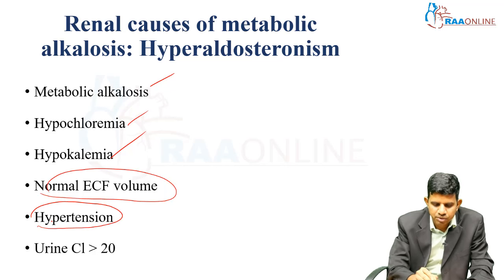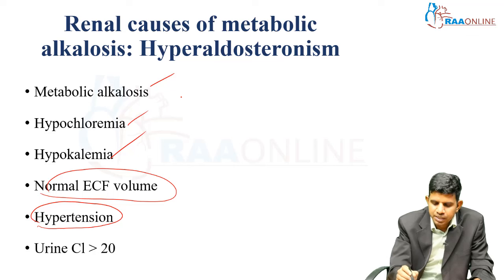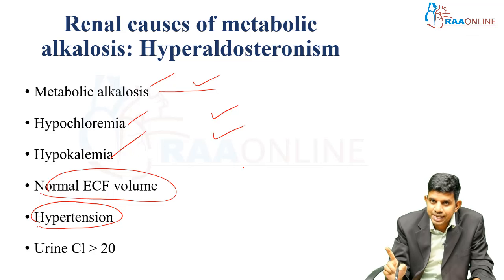The patient with hyperaldosteronism will have more sodium absorption and more water retention, so they will have hypertension. In contrast, in the GI cause, metabolic alkalosis will be there, hypochloremia will be there, and hypokalemia will be there. The ECF volume will be low in the GI cause, and BP will be low.